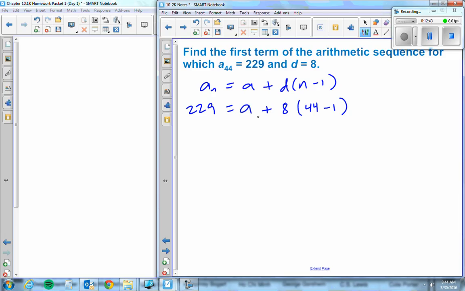And so now you solve for the first term. So this is really 43 times 8. What is 43 times 8? 344. And then subtract the 229 from that. I'll let you do that. And subtract, subtract, subtract.